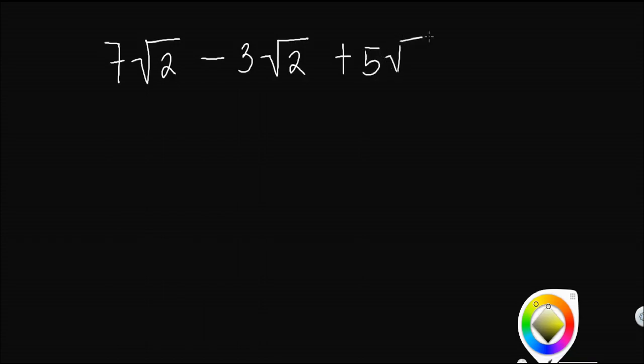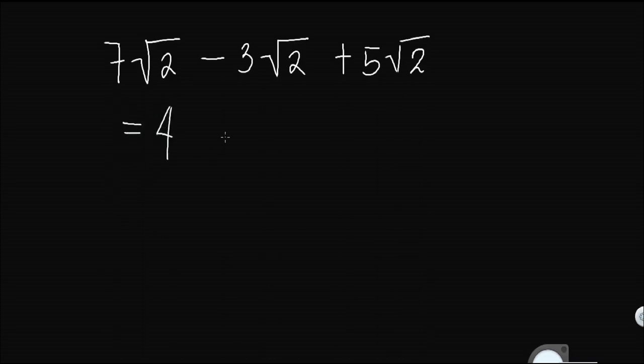Okay, for the next example, we have 7 square root of 2 minus 3 square root of 2 plus 5 square root of 2. In this case, do they have the same radicand and same indices? Yes, they do. So let's subtract first the 7 and 3. Okay? So, 7 minus 3. So we have 4 square root of 2.